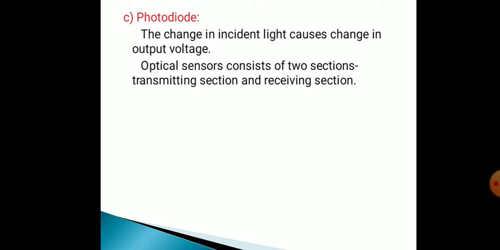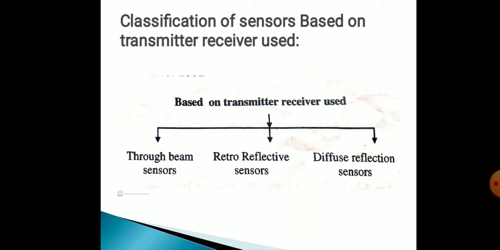An optical sensor consists of two sections: a transmitting section and a receiving section. From the transmitting section, the light is emitted. The emitted light strikes the object and is reflected back to the receiver section. The reflection of light is evaluated. Depending on the transmitter and receiver section, the optical sensors can be classified as below. Classification of sensors based on transmitter receiver used: through beam sensors, retroreflective sensors, diffusion reflection sensors.